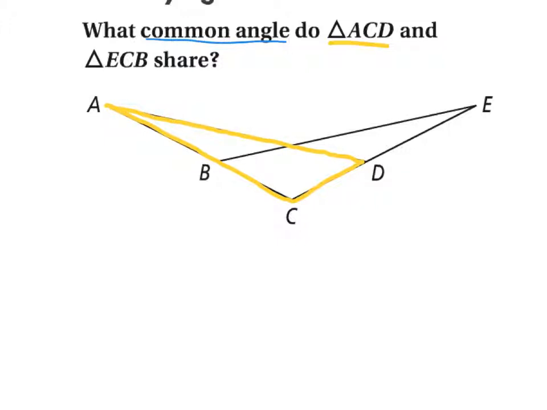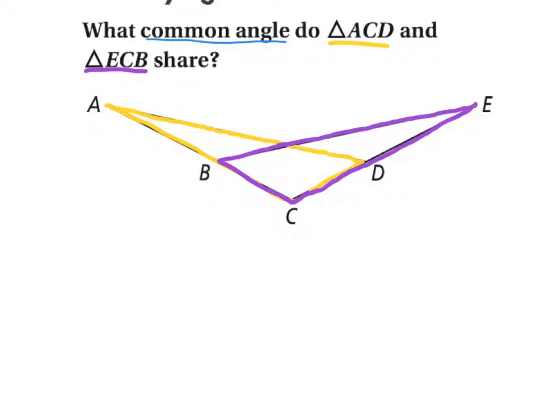So there's triangle ACD. Now, we are also looking at triangle ECB. So again, do the same thing. Trace the triangle. We're starting with E, heading to point C, and then to B, and then back to E. So there's triangle ECB. Now that we have traced the two triangles we're talking about, and we are definitely sure which ones we're working with, what is the common angle? What is shared between those two triangles?